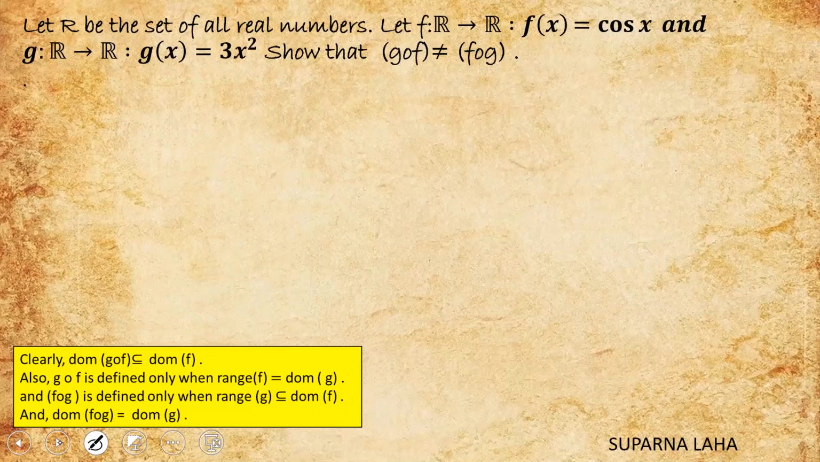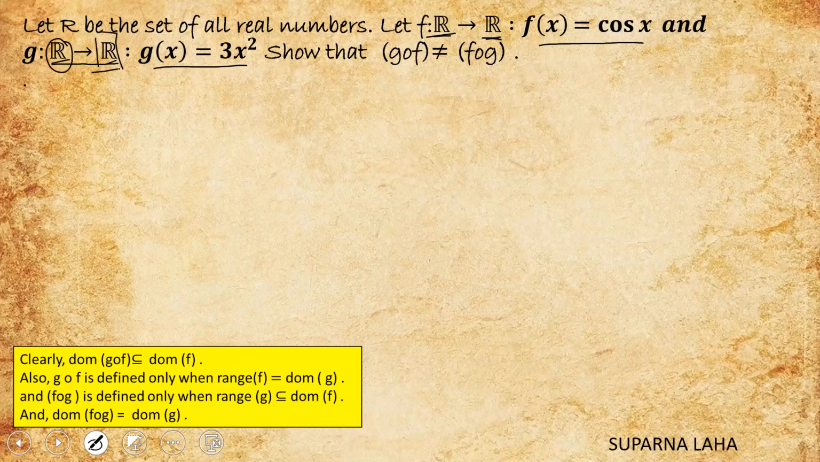Here these two functions are given from real numbers to real numbers. f is defined by f(x) is cos x, and g is defined from real numbers to real numbers, g(x) is 3x square. Now you don't need to check whether g of f and f of g are defined or not, since the sets are the same here. All are real numbers. So I can say the range of f is equal to the domain of g, and the range of g is a subset of the domain of f. So both the functions are defined.